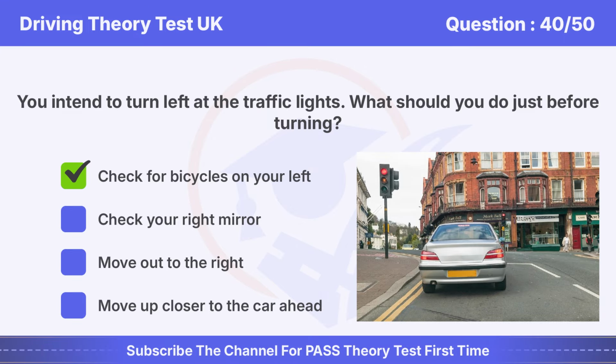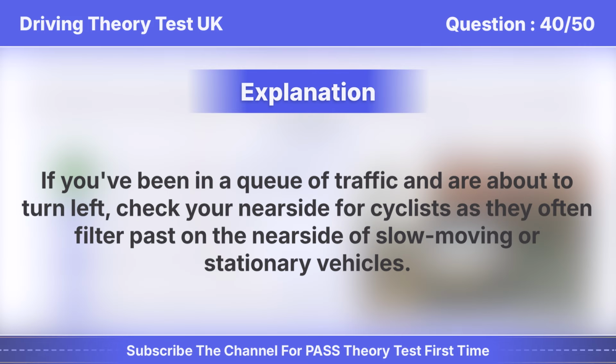Answer is A. Check for bicycles on your left. If you've been in a queue of traffic and are about to turn left, check your near side for cyclists as they often filter past on the near side of slow-moving or stationary vehicles.